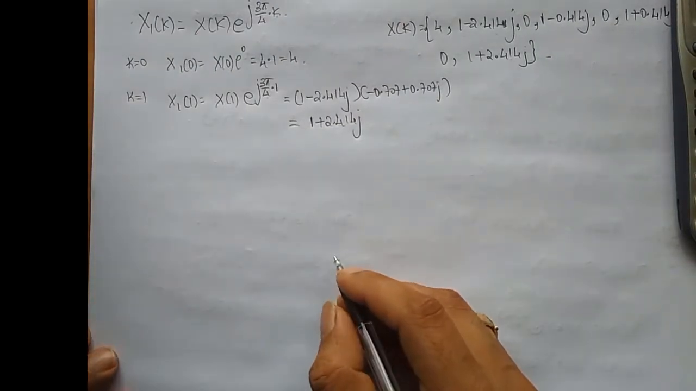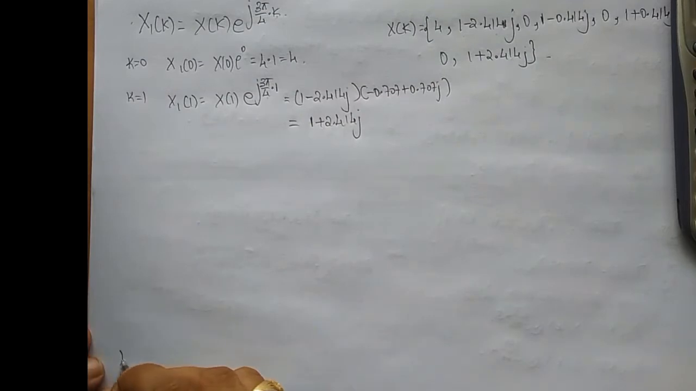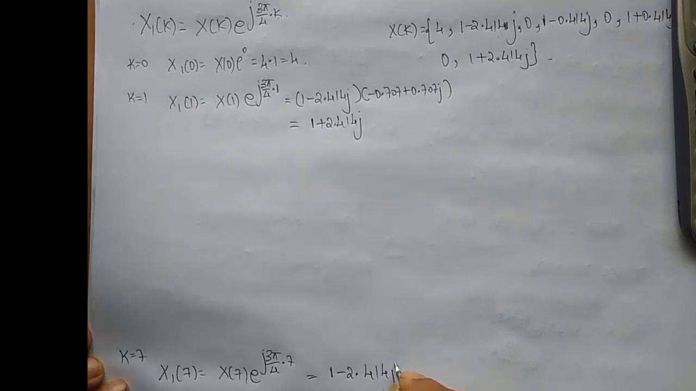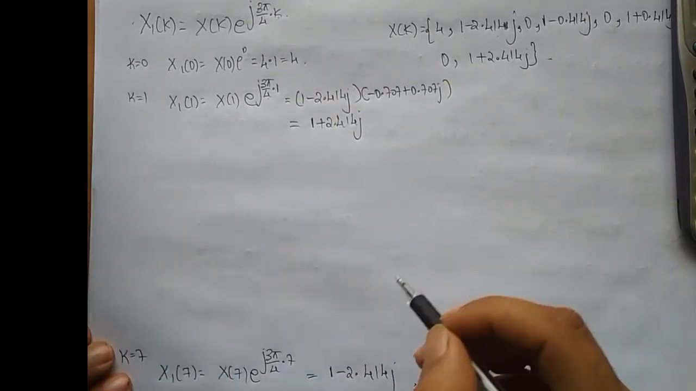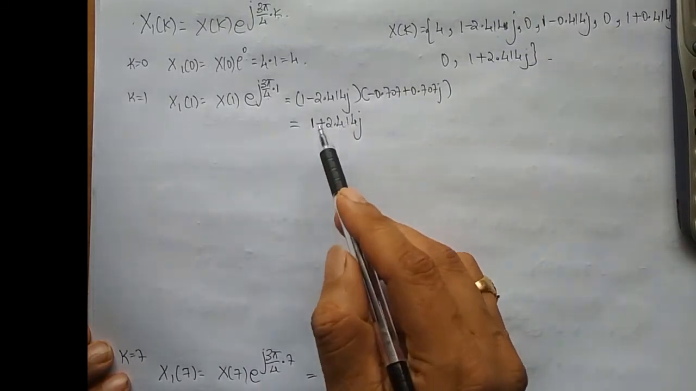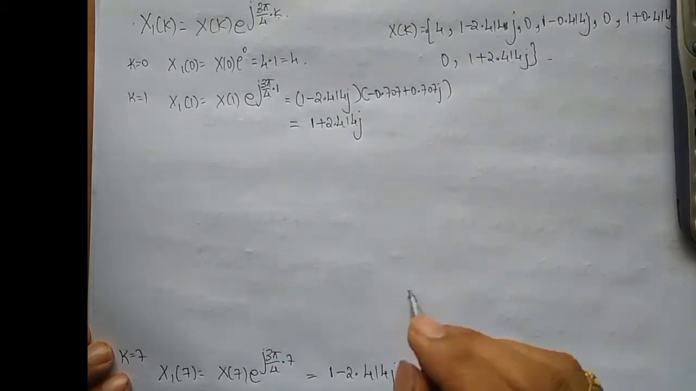If you simplify this, we get 1 plus 2.414j. Now if x1 of 1 is 1 plus 2.414j, then for k equal to 7 it will be the complex conjugate: x1 of 7 is equal to x of 7 into e power j 3 pi by 4 into 7, which is the complex conjugate of this, 1 minus 2.414j. You can do this only if you are confident with the previous answer. If it is wrong, this answer will also be wrong, and the whole problem will have errors.